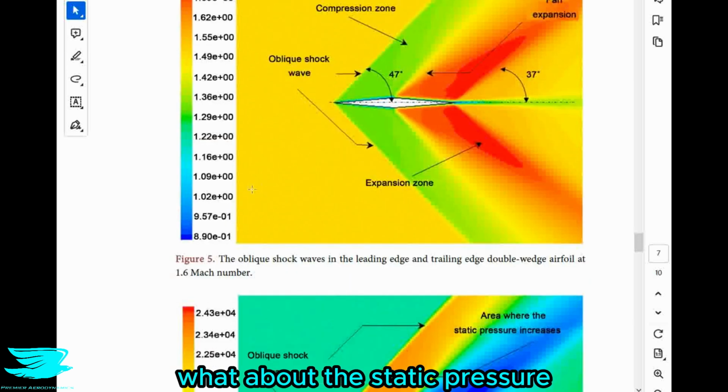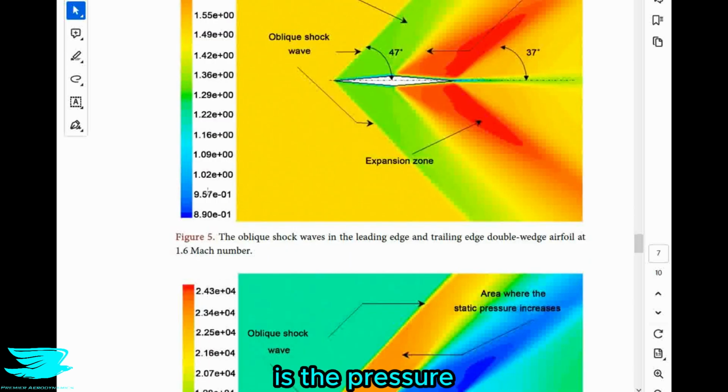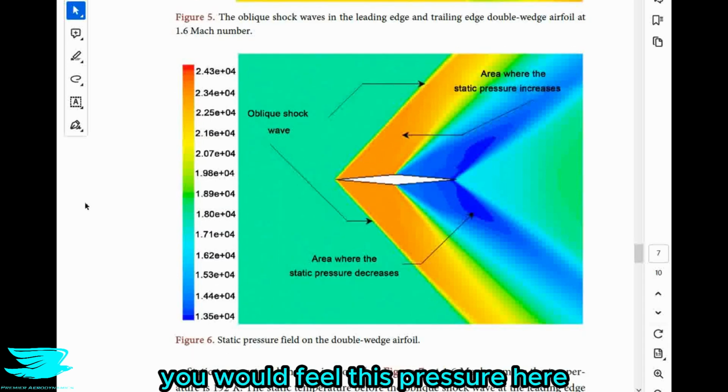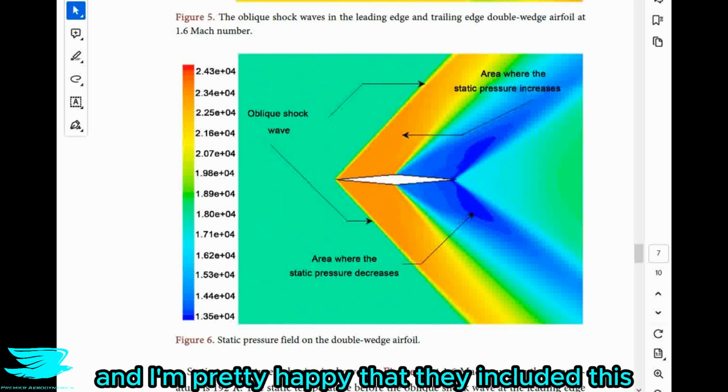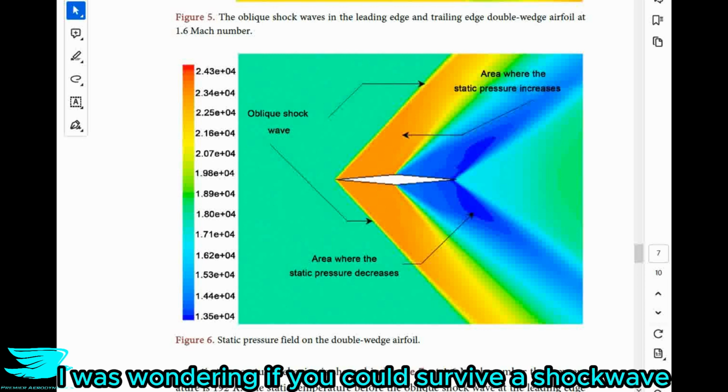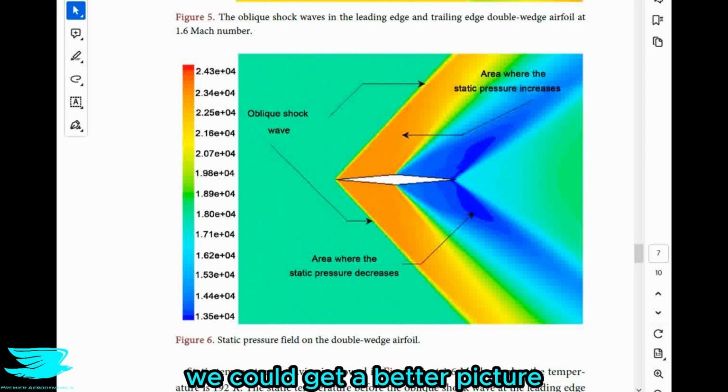What about the static pressure? So remember that the static pressure is the pressure we can feel. So if you were in the flow, you would feel this pressure here. And I'm pretty happy that they included this because a couple of weeks ago, I was wondering if you could survive a shockwave. And now with this static pressure data, we can get a better picture.